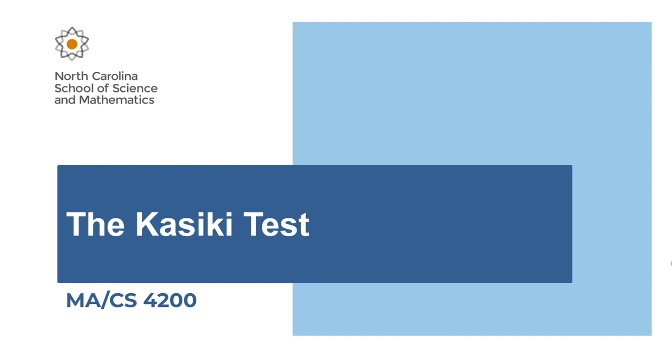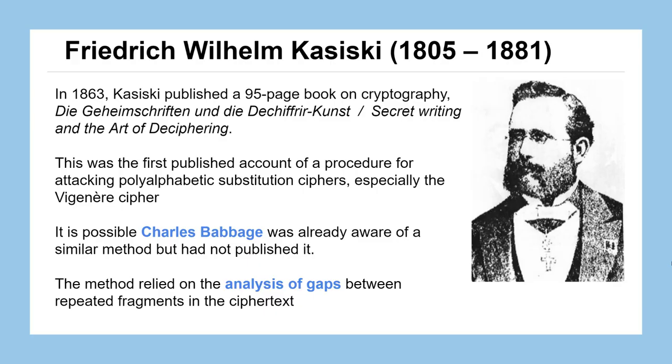In this lesson, we're going to be learning about the Kasiski test, which is one method that we'll learn how to use to break the Vigenère cipher. Now, this test is named after Friedrich Wilhelm Kasiski. You can see he was born here and lived mostly during the 1800s. And this work was first published in a 95-page book on cryptography that he wrote here in the original German, but translated into English, meaning The Secret Writing and the Art of Deciphering.